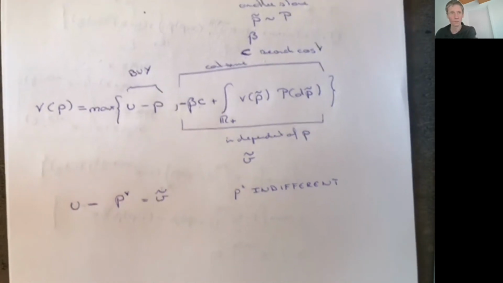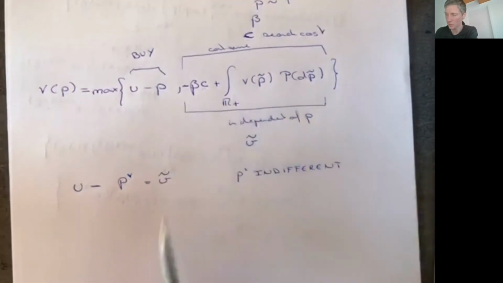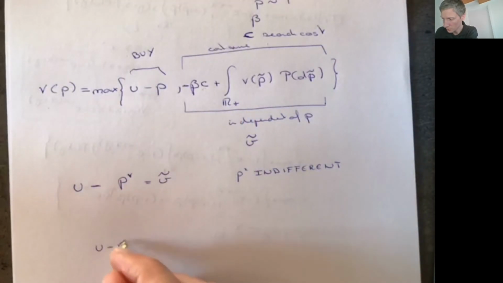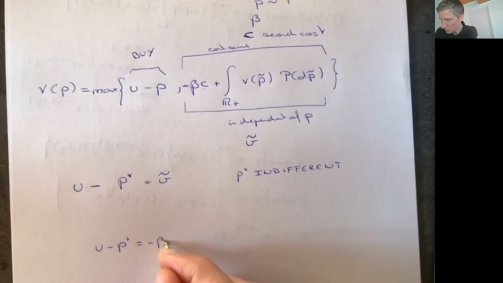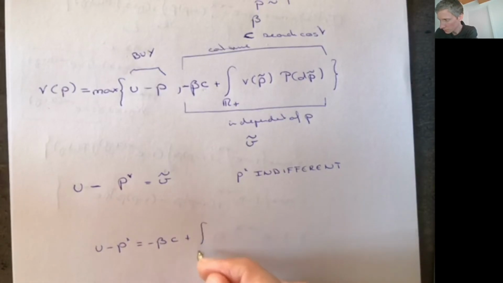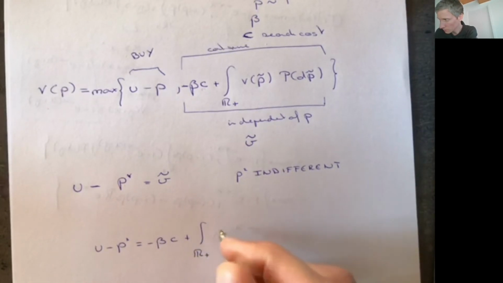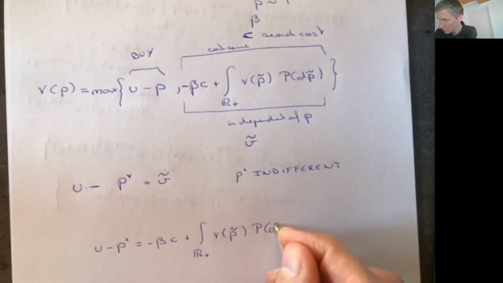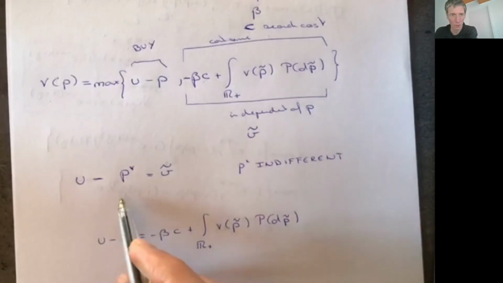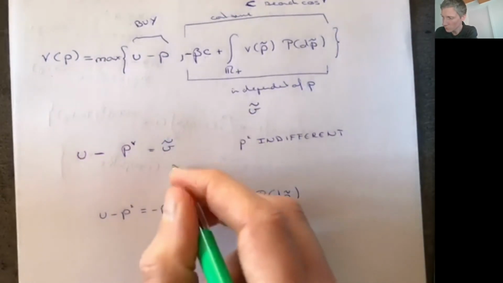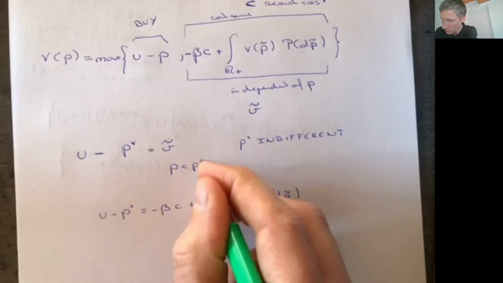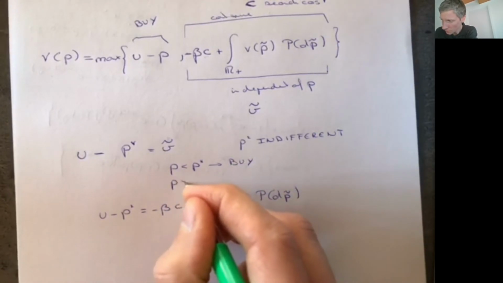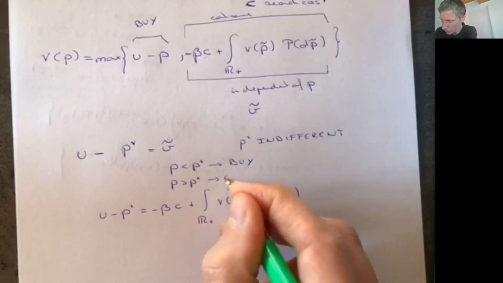So we can use this a little bit to rearrange everything. At P star, this is equal to this. So U minus P star is equal to minus beta C plus the integral over R plus of V of P tilde times the density, dP tilde. Okay, so let me write down the decision rule. If P is below P star, then I'm going to buy. If P is greater than P star, then I'm going to continue.